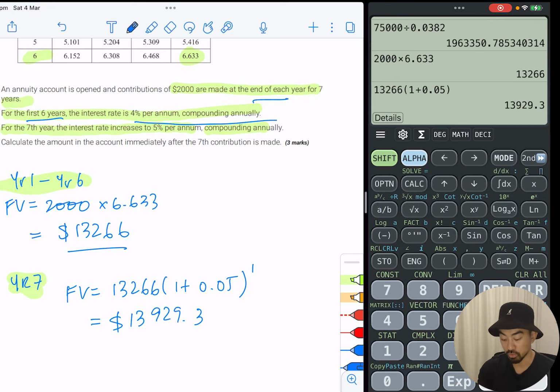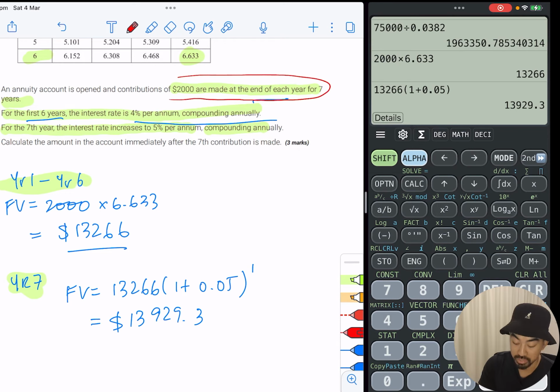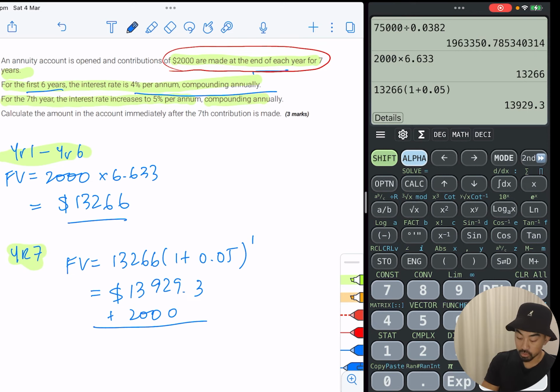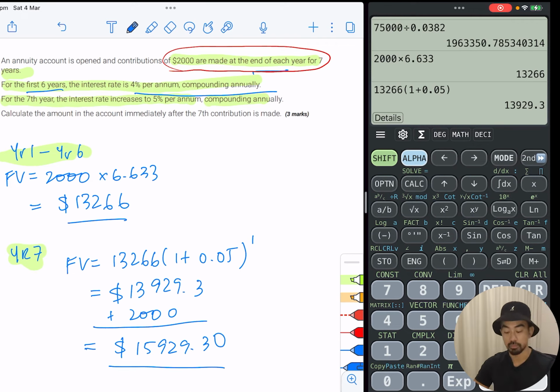But like the question before, this is the detail you need. Contributions are made $2,000 at the end of each year for 7 years. So you actually have to add on another $2,000 for the end of the 7th year. So I think that is going to be 15,929.30. Okay, that is done.